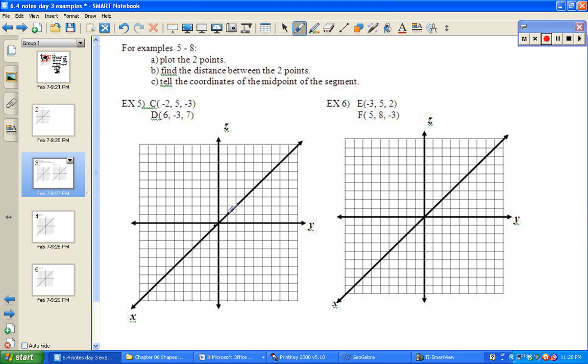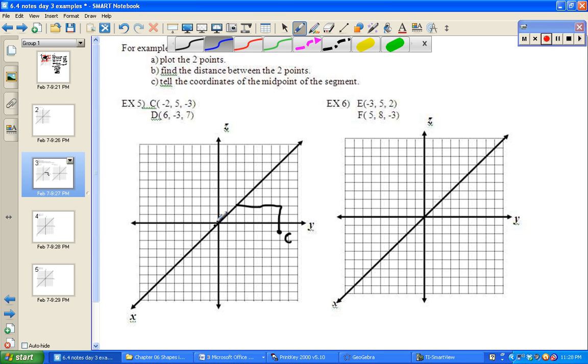So we'll start with -2, 5, -3. So -2, and then 5, then -3. That's going to be our first point. We'll call that C. And then D, I'll switch colors and use blue to do D.